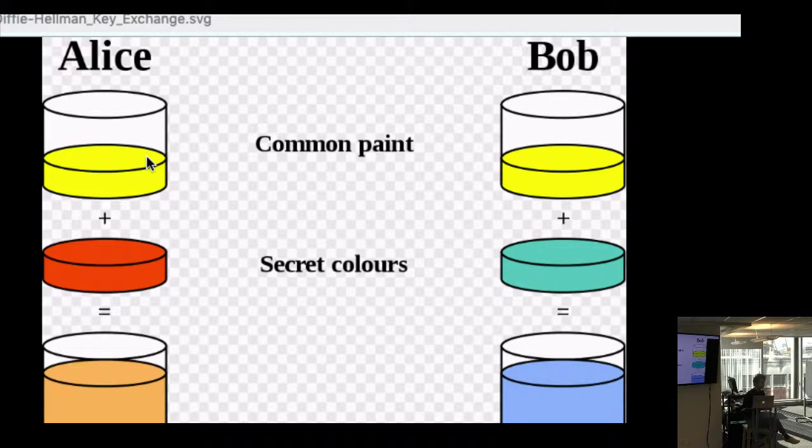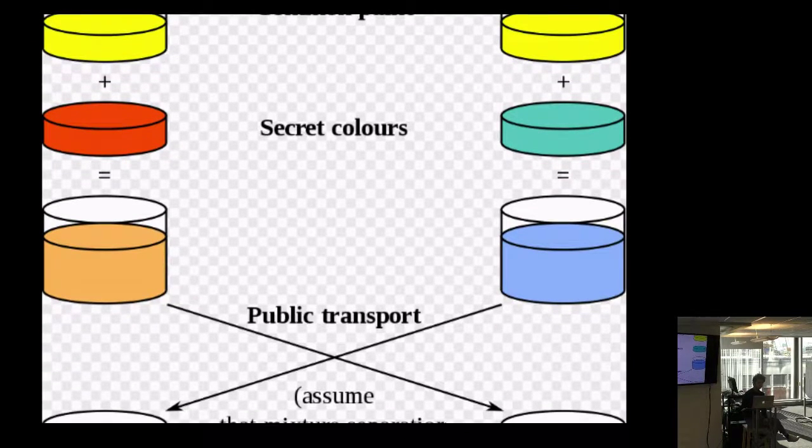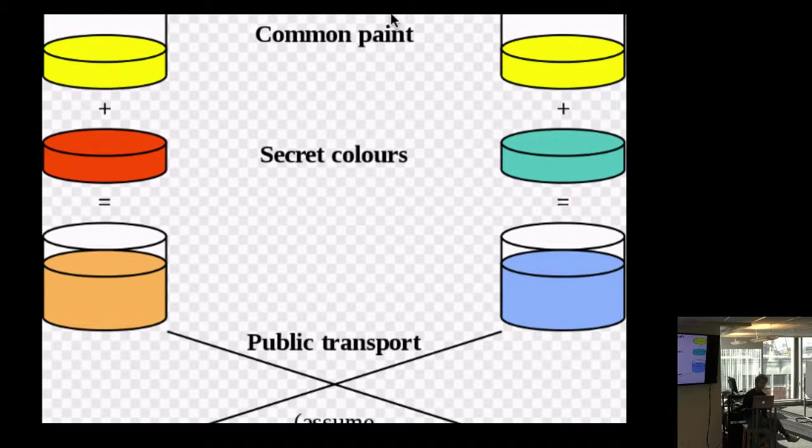And then Alice and Bob both come up with their own secret colors that they don't tell each other and that they don't broadcast. So Alice might have come up with this orange-red situation. And Bob might have come up with this turquoisey situation here. That stuff has not been told to each other. But since they both are aware of the common paint color, they can do a fairly simple operation, which is merge the two colors together to come up with two colors like this.